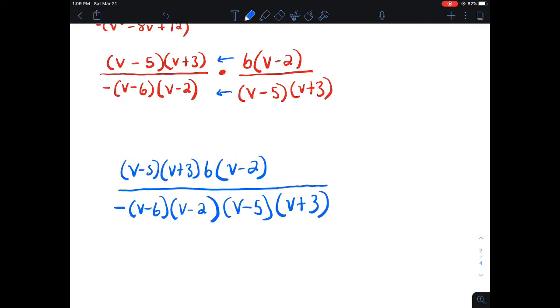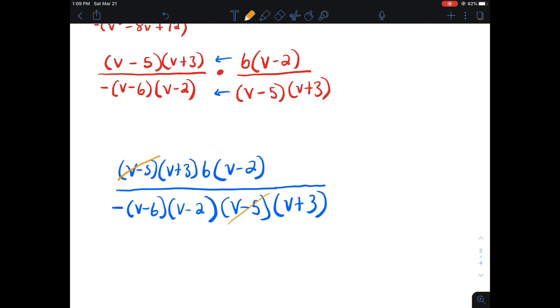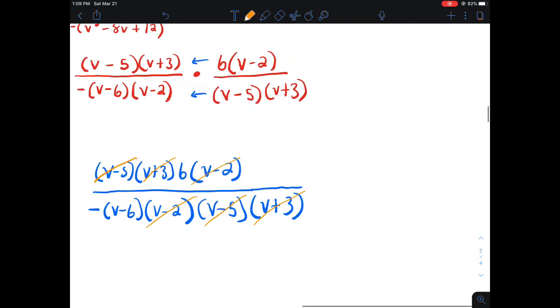Now I want to see if anything can cancel out and reduce my answer. Well, I start looking through. I see v minus 5s both in the top and the bottom, and they're common factors because everything is multiplying. The v plus 3s will cancel. The v minus 2s will cancel.